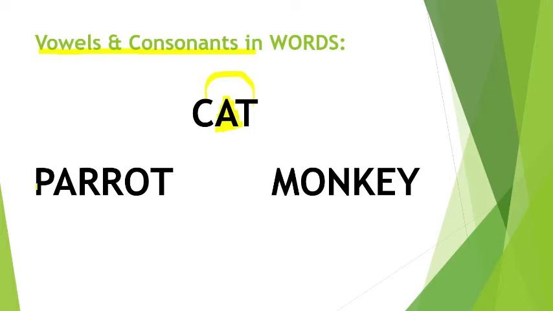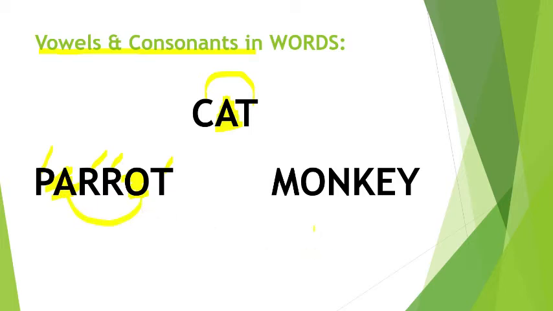In the same way, here is another word, P-A-R-R-O-T, parrot. In parrot there are 2 vowels, that is A and O. These 2 are vowels and the rest of them are called consonants, like P, R, R, T. These 4 are consonants and these 2 are vowels.